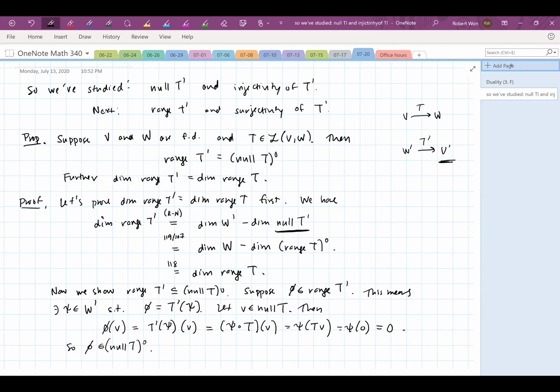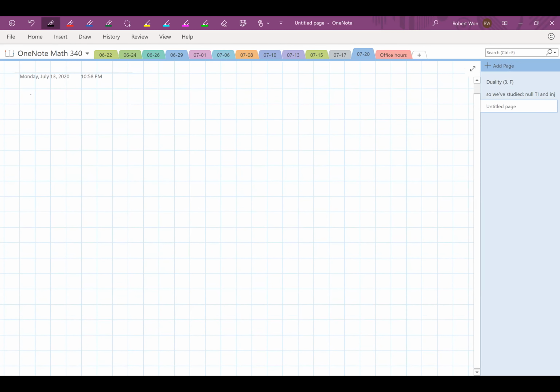So just to remind, okay, so what have I shown? I've shown that the range of T dual is contained in the annihilator of the null space, and I know that the dimension of the range of T dual is the dimension of the range of T. But what's the dimension of the range of T? Well, by the rank nullity theorem, this is the dimension of V minus the dimension of the null space of T.